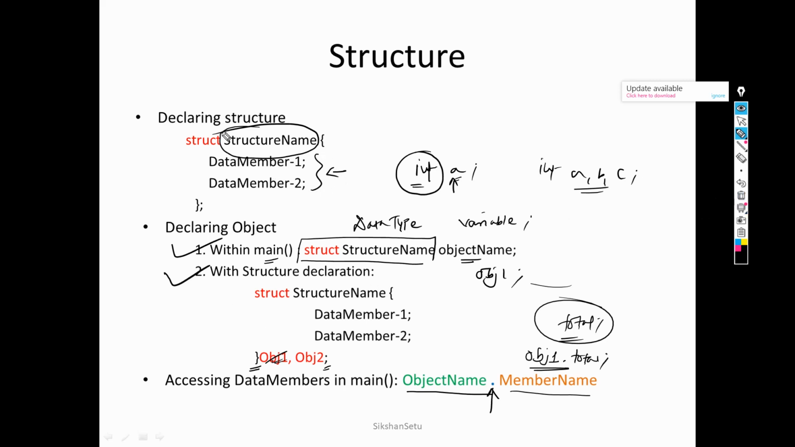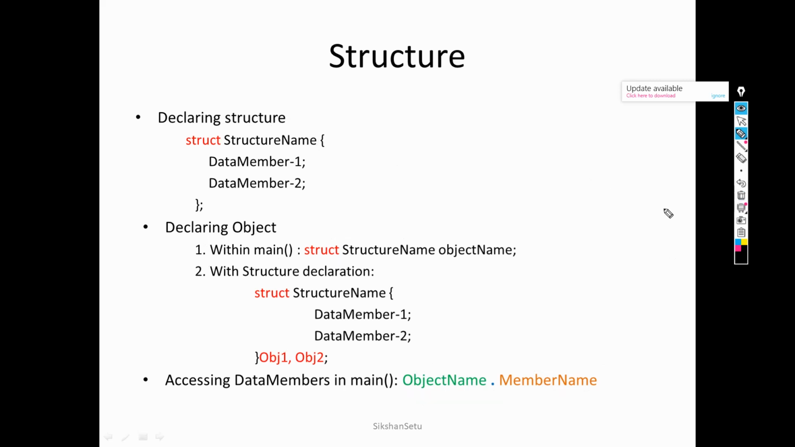So there are three things. We need to declare a structure first. We need to declare the object, and then we can access the data member within the main method using this format: object name dot member name. Okay, now we try to understand the same concept with an example.